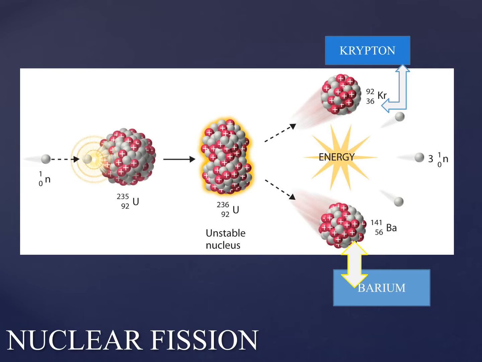So what is nuclear fission? To answer that question, you need to learn that the nuclei of some atoms decay by breaking into smaller pieces, more stable nuclei.